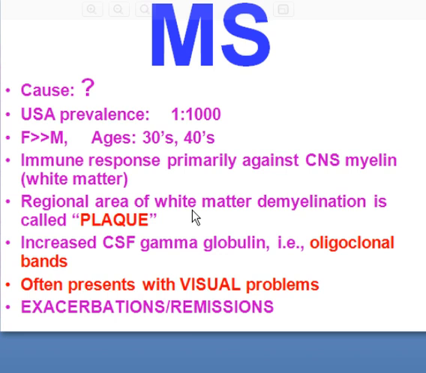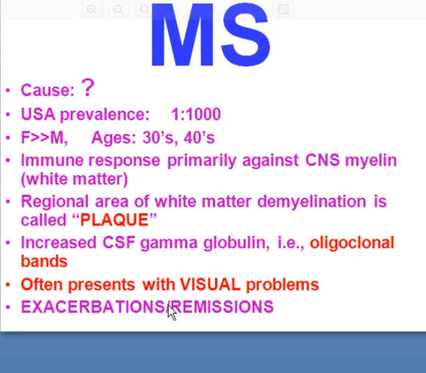Classically speaking, a young woman in her 30s or 40s comes in with visual problems, especially blind spots. It's very likely to be a multiple sclerosis patient. Over the years, people have treated this with a wide variety of things like interferon, steroids, and sometimes intrathecal medications. But the fact is, some of them help, some of them don't. It's a disease that goes on for many, many years with constant exacerbations and remissions.